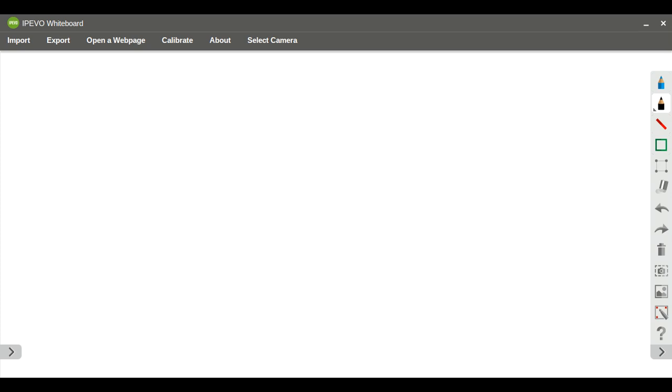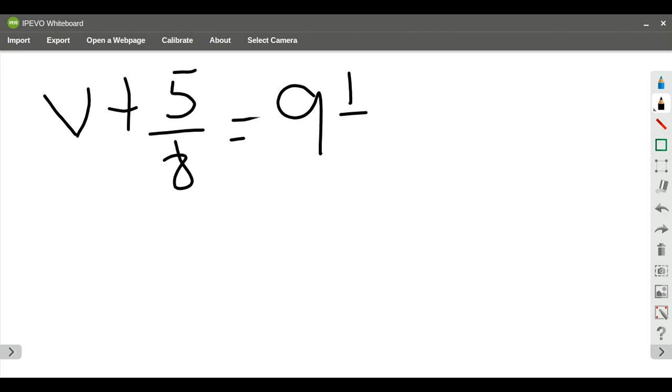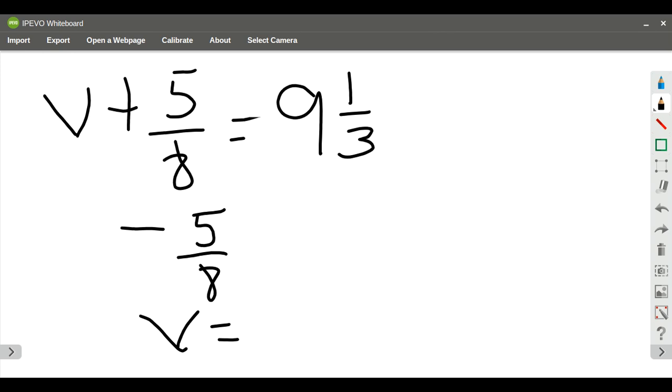So I'm looking at number 3 now. V added to 5/8 is equal to 9 1/3. So again, first step I need to do is I need to get the variable by itself. To get the variable by itself, I look for the operation I'm doing: addition. The opposite of addition is subtraction. And then I'm going to subtract the value behind the plus sign. So I'm going to subtract 5/8, and that gets V by itself. So on this side, I'm going to subtract by 5/8 as well.